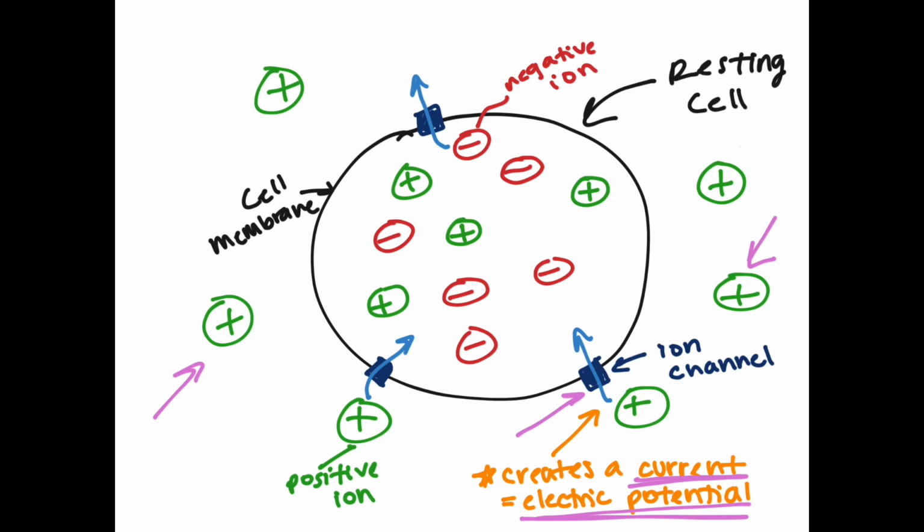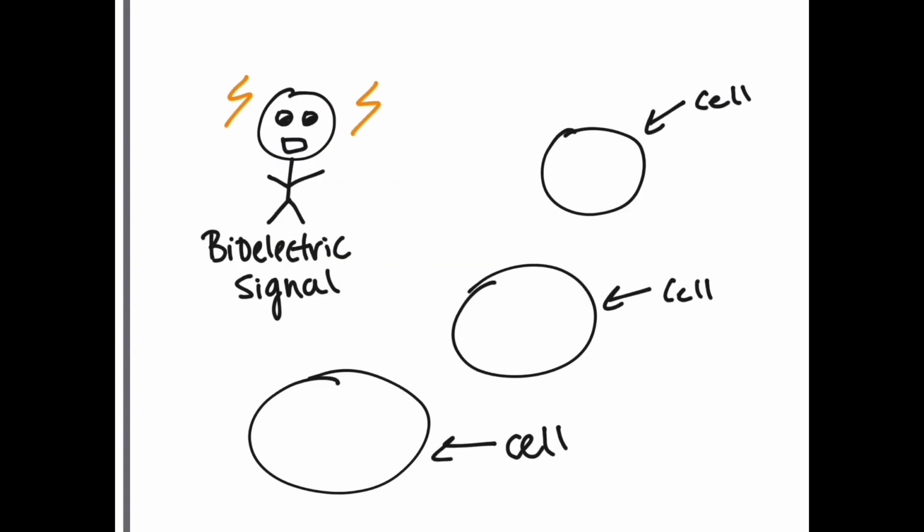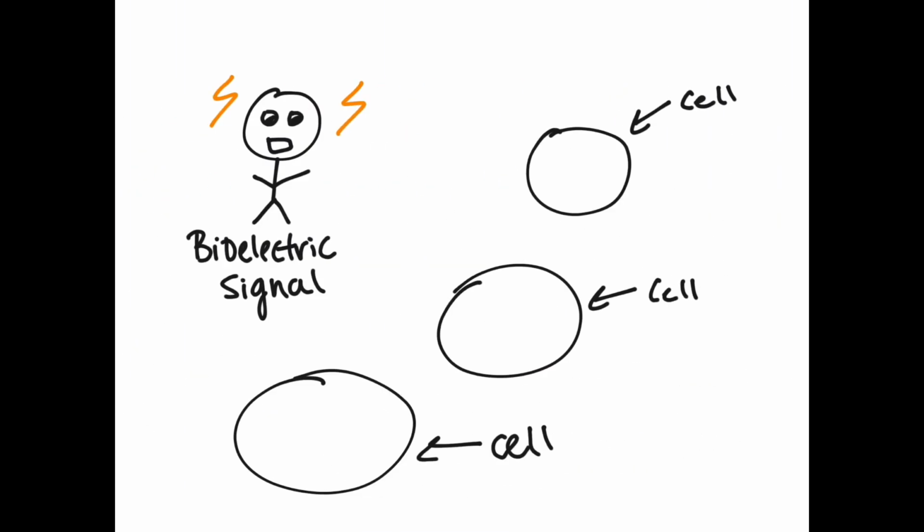Once these positively charged ions from the surrounding environment travel into the cell, it becomes positively charged, which become electric pulses. This is known as action potential. Our bodies use patterns of these action potentials to allow us to move, think, feel, and heal. These electric pulses are also how our cells communicate.